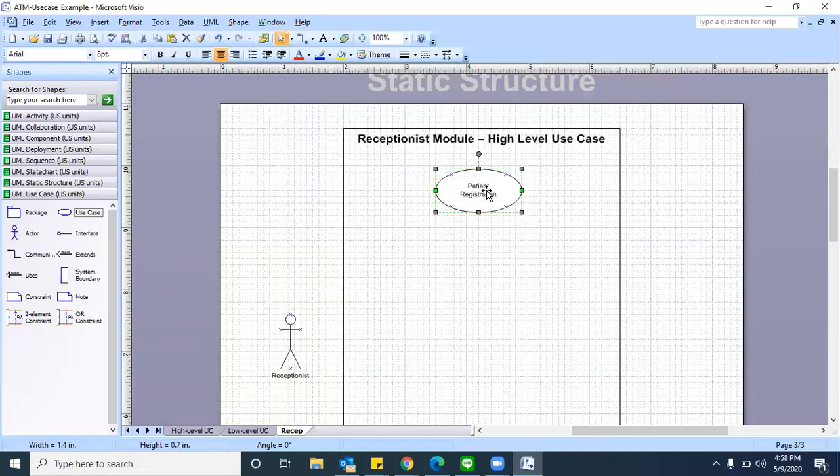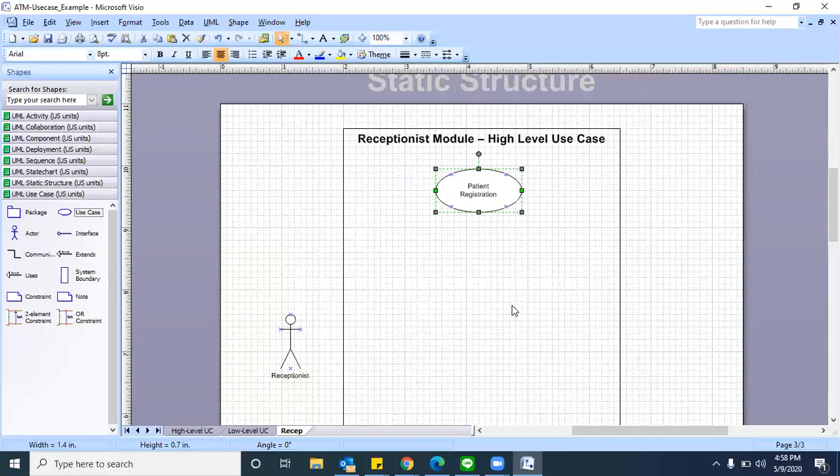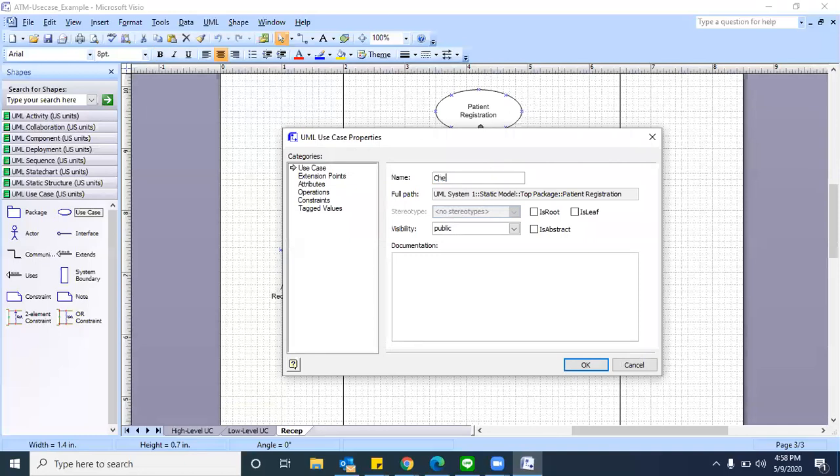Yes. Next, what is the next responsibility? Checking doctor availability. Is that possible with the system? Yes, because we are maintaining the doctor's timing in the system, right? Correct. So, checking the doctor availability.